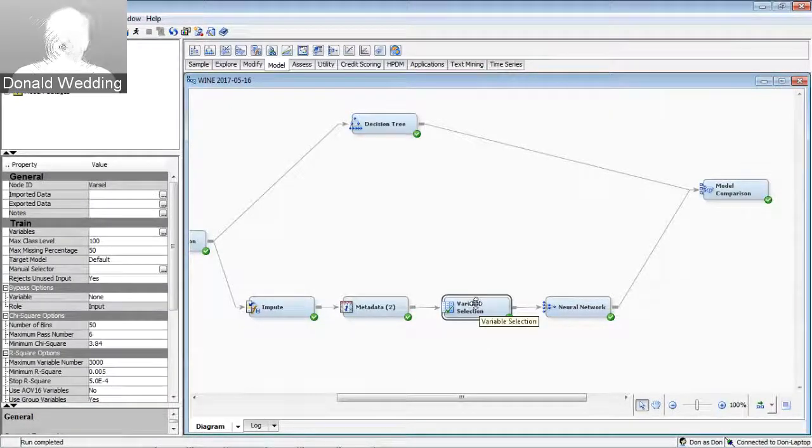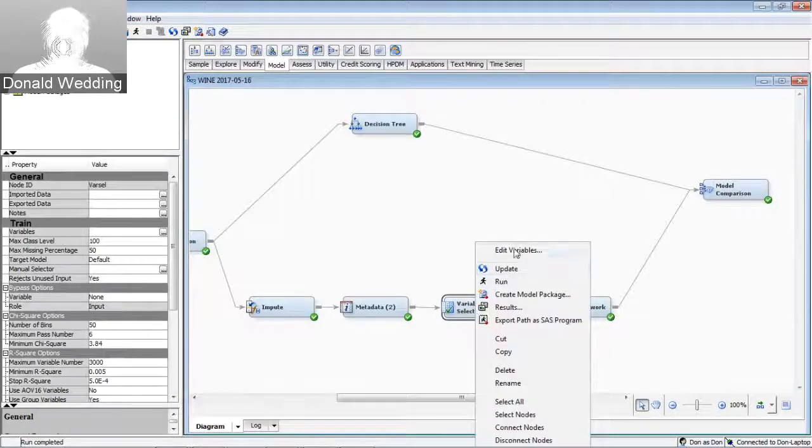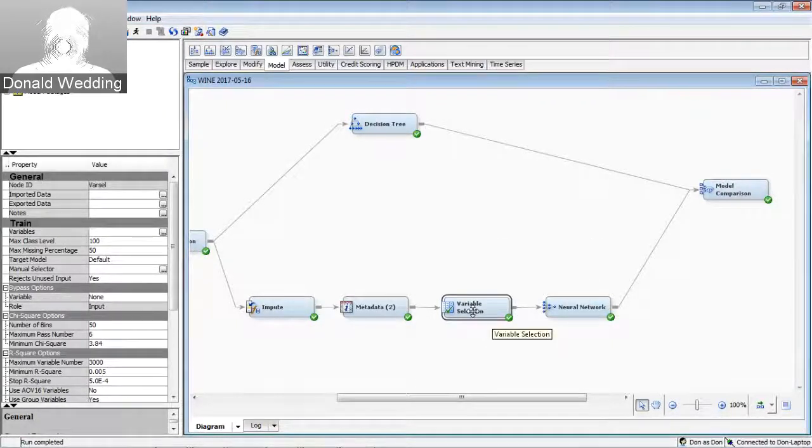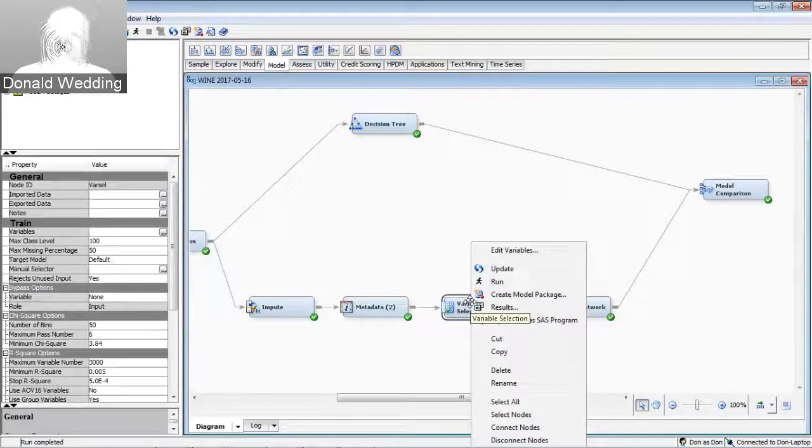but I showed you this node. What does this node do? This is called the variable selection node. It's here in SAS, but lots of different software tools have something like this. If you poke around long enough, you'll find one. I don't know what it's called in R, but I would bet they have something like this.